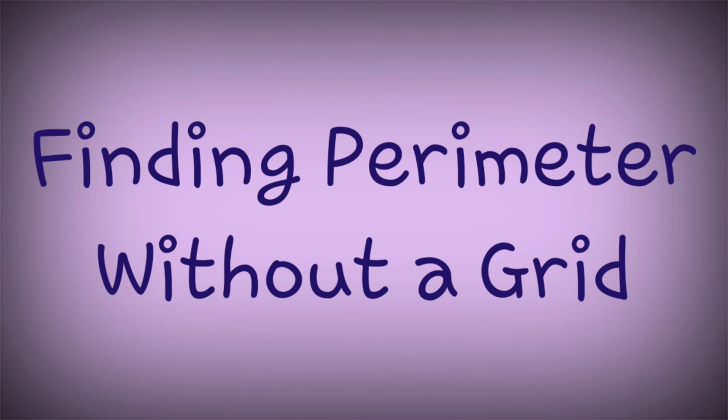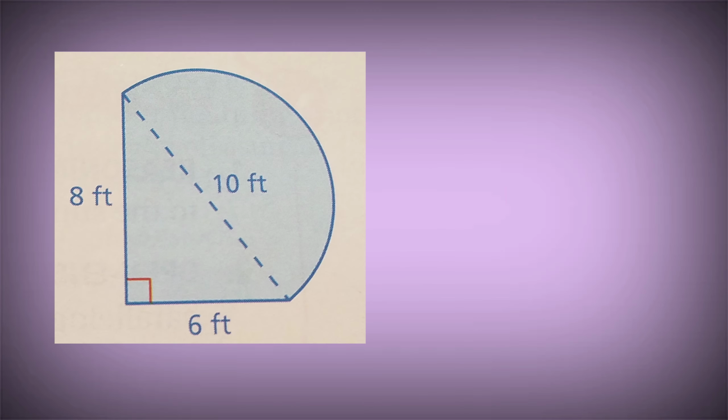Now let's practice finding perimeter without a grid. To figure out the perimeter of this composite figure, first we need to figure out which shapes are part of it. So we know there's a triangle and there's a semicircle. Then we'll need to figure out the perimeter of those shapes. If we focus on the triangle shape, we know that the two sides that are on the perimeter are 8 feet and 6 feet, and if we add those together we get 14. So we already know that those two sides together are 14 feet.